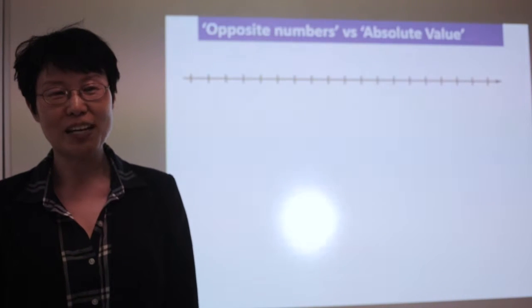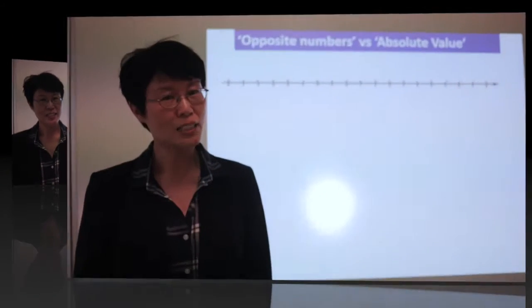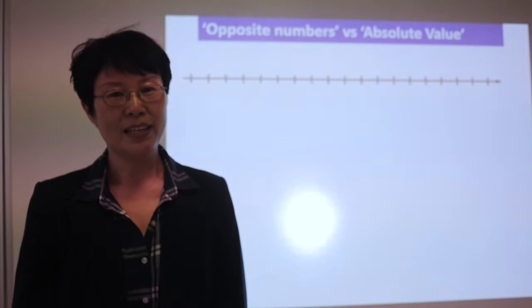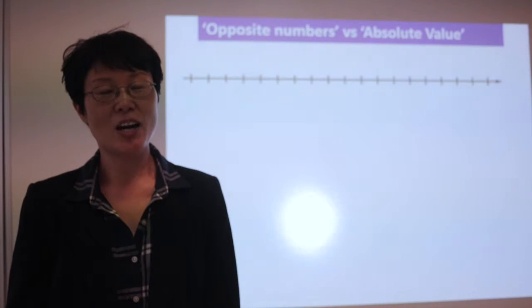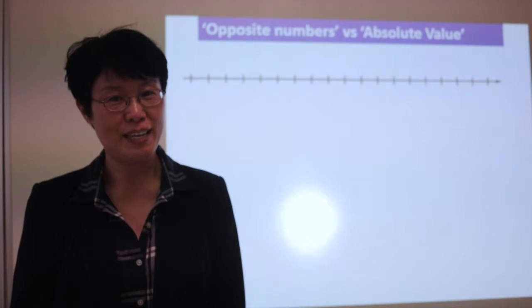Today we are going to talk about opposite number and absolute value. Let's start by picking up a simple number, say 3. And the question is, what is the opposite number of 3 and what is the absolute value of 3?